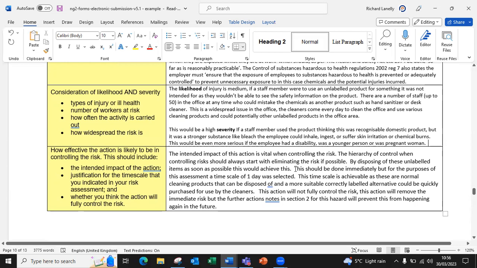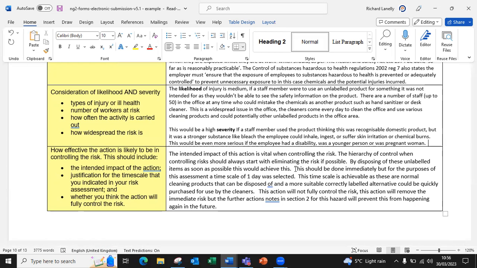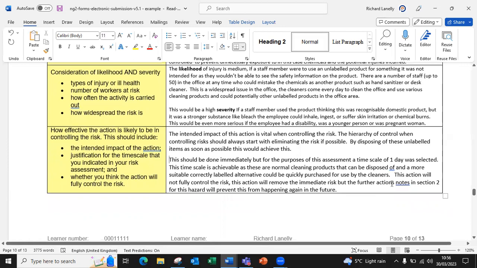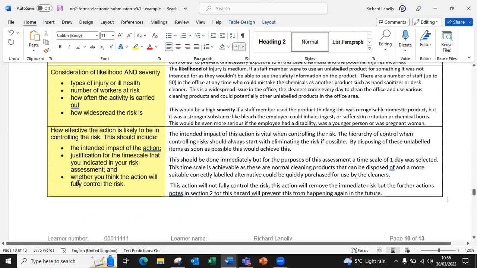The markers are for some reason really upset about the phrase "immediately" as a time scale. So I've tried to explain myself a little bit here, because that's what this whole section is for: it's about you justifying yourself and explaining yourself, putting your opinion across. This should be done immediately, but for the purposes of this assessment, a timescale of 1 day was selected. This timescale is achievable as there are normal cleaning products that can be disposed of, and more suitable, correctly labeled alternatives could be quickly purchased for use by the cleaners. Nice and clear. If you wanted to, you could separate these out to make it even clearer.